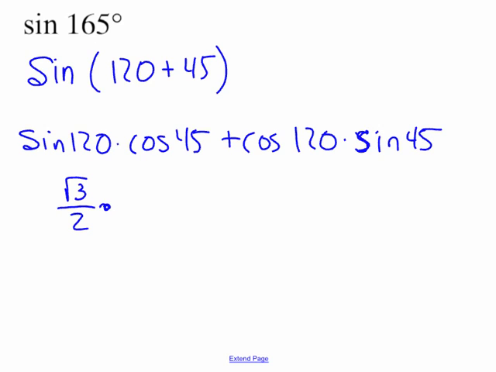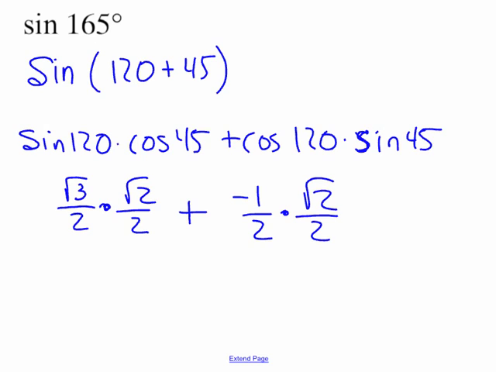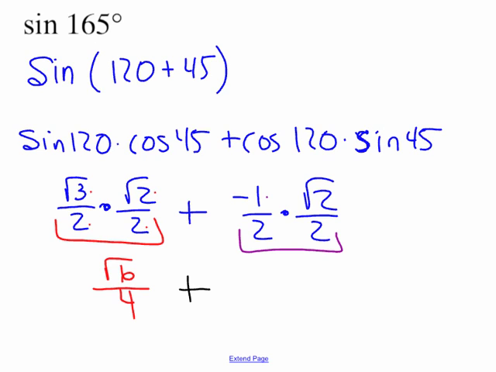You are going to multiply that by radical 2 over 2, and add that to negative 1/2 times radical 2 over 2. Again, when you write your fraction, you do not continue to write the sine and the cosine. Once you have done that, you multiply your fractions. Radical 3 times radical 2 is radical 6, and 2 times 2 is 4. I am going to add that to a negative 1 times a radical 2, so it's just a negative radical 2, over 2 times 2, which is 4.